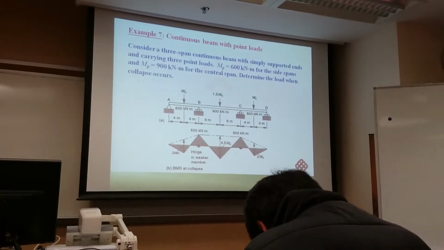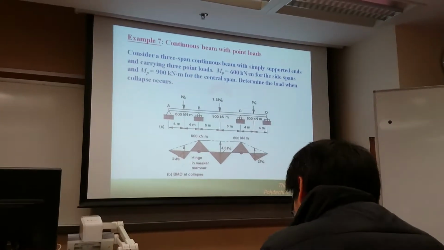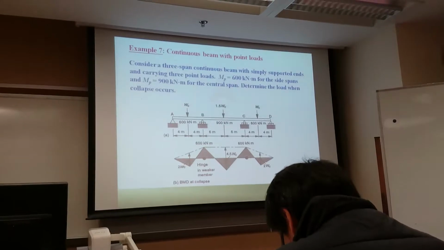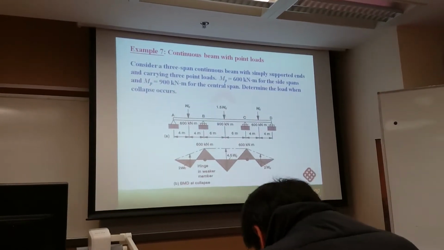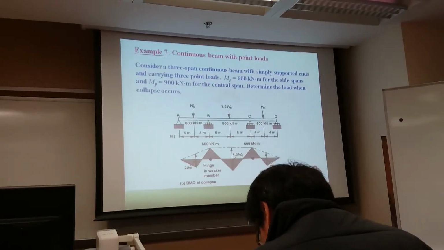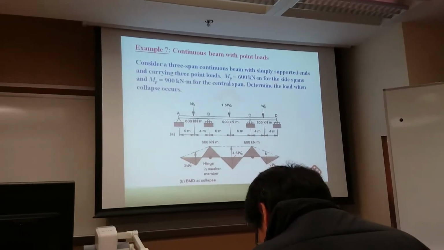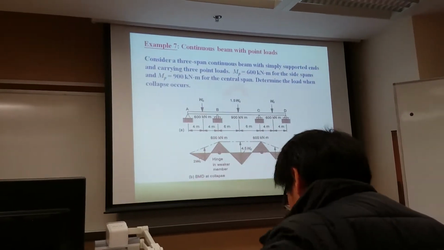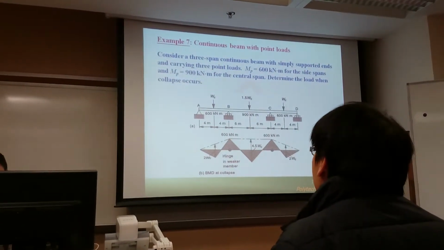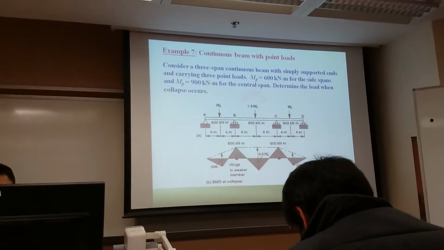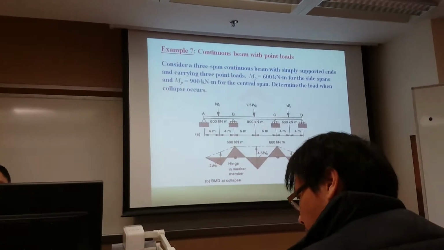In design codes, usually for continuous beams, some tables are provided to obtain the maximum bending moment for interior supports, for end supports, and for some locations. But the plastic analysis for a continuous beam, I will show you, is very easy to do. Sometimes the plastic analysis is much easier than elastic analysis.